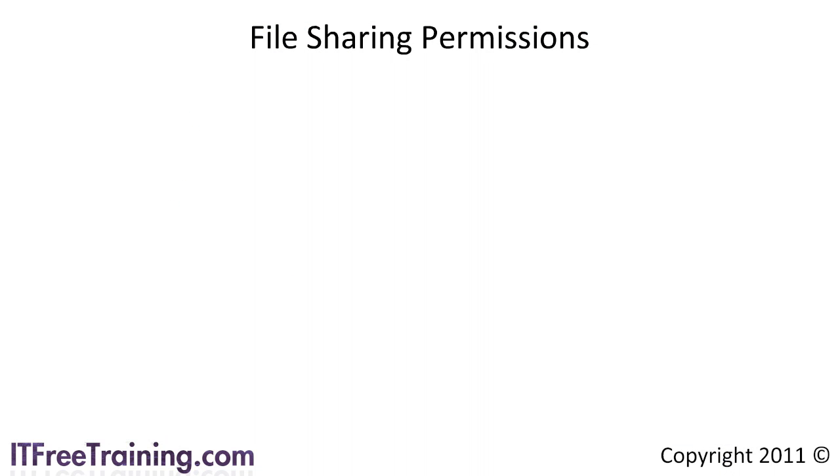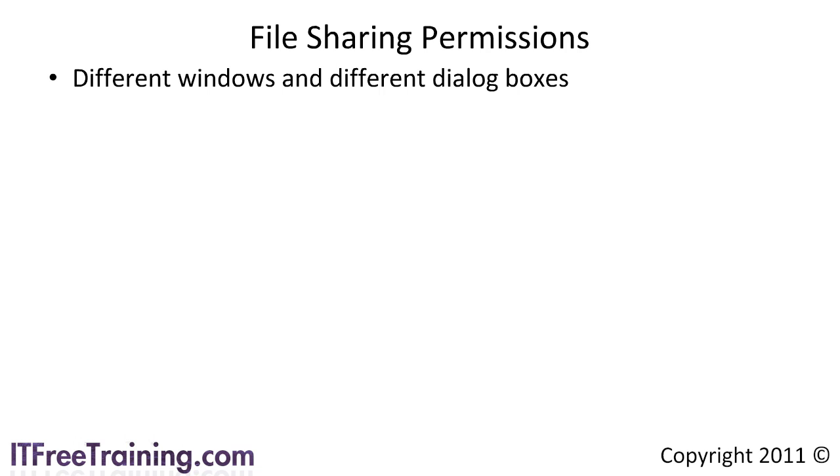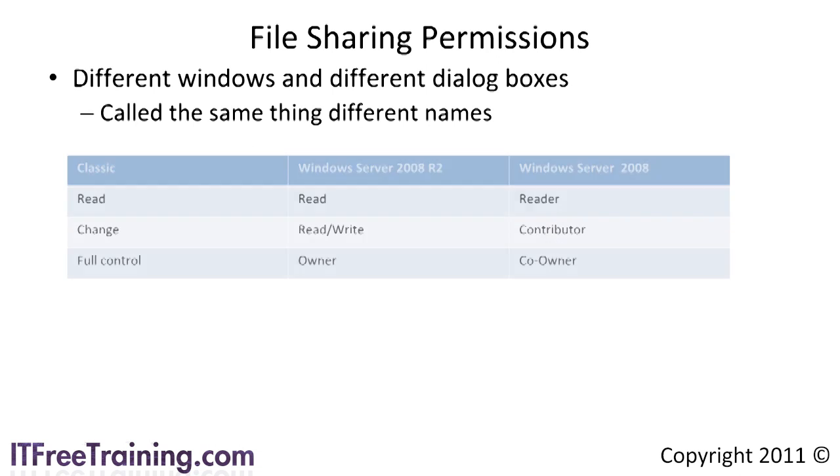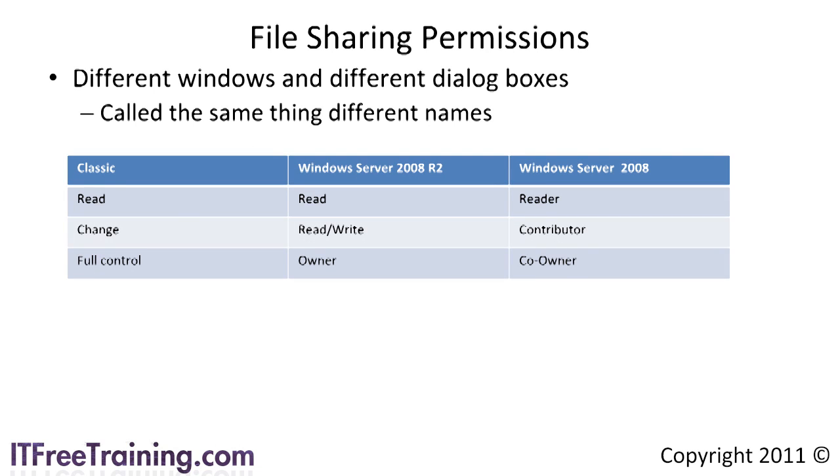After you configure your NTFS permissions, you may decide that you want to share the folder. You need to determine what permissions share folders will have. There are 3 basic permissions that you can assign to any shared folder. Depending on what version of Windows you are running will determine what these shared permissions are called. The classic permissions are Read, change, and full control.